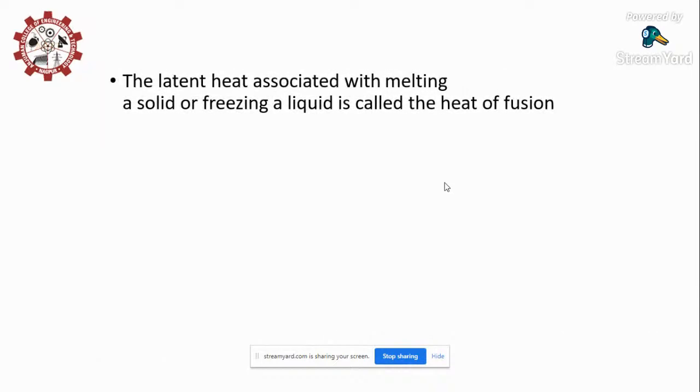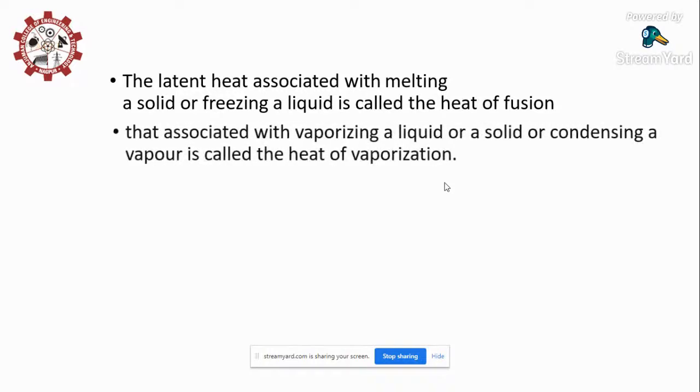तो लेटेंट हीट इज बेसिकली बहुत अलग अलग तरह की लेटेंट हीट होती है, जैसे लेटेंट हीट ऑफ एवापोरेशन है, लेटेंट हीट ऑफ कंडेंसेशन है, लेटेंट हीट ऑफ स्टीम है. ठीक है. So the latent heat being associated with melting a solid or freezing a liquid is known as latent heat of fusion or heat of fusion.